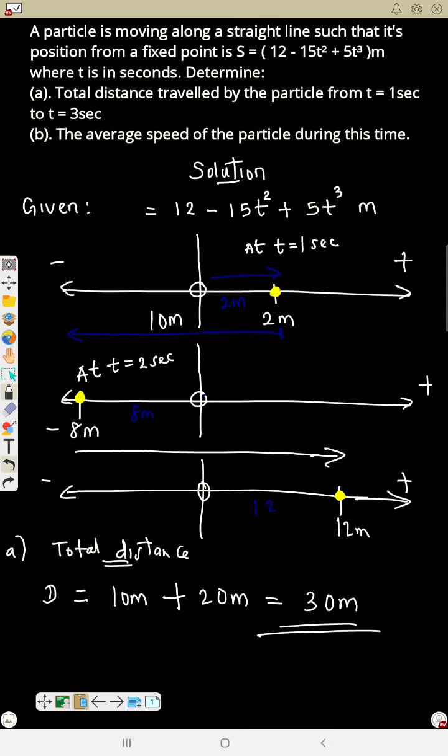So because according to the question, the particle moved from a fixed point, and at 1 second it is already at 2 meter. Now from this 2 meter, the particle moves towards this side 10 meter. That is 2 plus 8. And from 8 again, it moves this way. So we can easily say the particle moved during the second plus third second.